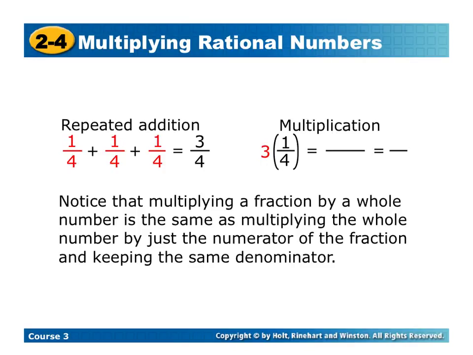Alright, so remember when we're multiplying a fraction by a whole number, it's the same as multiplying the whole number by just the numerator of the fraction and keeping the same denominator. Look at an example: 1/4 plus 1/4 plus 1/4 simply gives us 3/4. So 3 times 1/4 becomes 3 times 1 over 4, which would be just 3/4.